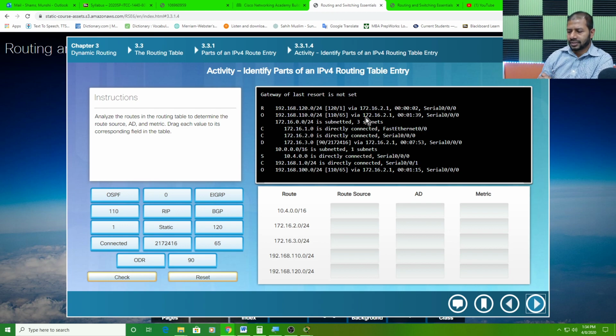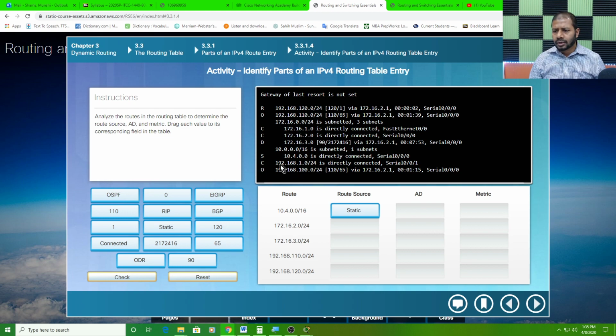Next. Let's do this little activity. I'm going to do at least a few just to show you. I don't have to go through all of them, for time. Okay, what about this network, 10.4.0.0/16? What is the route source? What is the administrative distance? What is the metric? So look for that network, 10.4.0.0, in this table right here. 10.4.0.0 is the line here. S. It's a static route. So the route source is static.